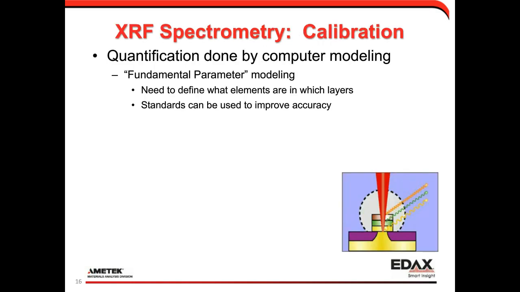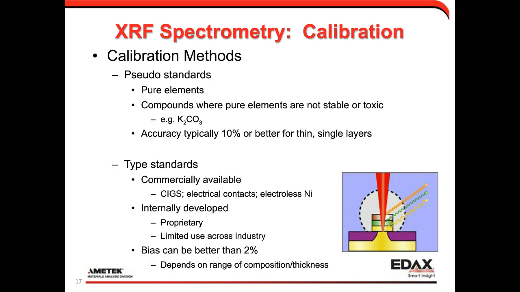Okay, we're going to return to the subject of calibration. Again, we're using a physical modeling of the system once we've defined what elements are in what layers, and we can use simple type standards to go ahead and create a calibration. So what kinds of standards do we use?